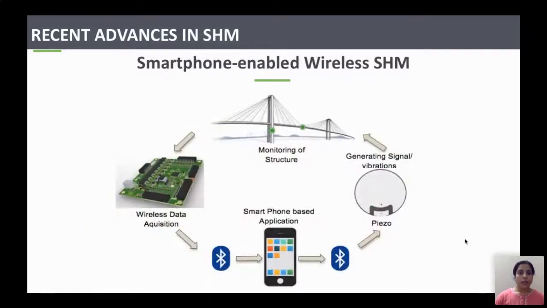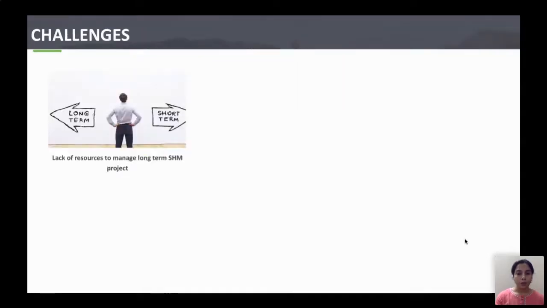Okay, the last is smartphone-enabled wireless structural health monitoring. Wireless health monitoring is definitely being used all around. This is no more a research topic, but integrating it with the smartphone, specifically for the piezo transducers, that has not been done. So this is the kind of future work which we can explore.